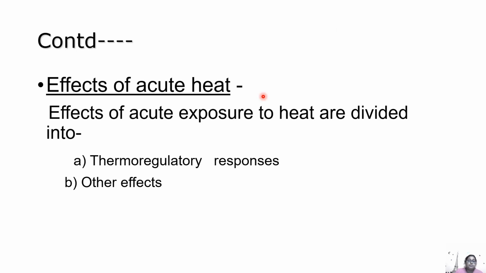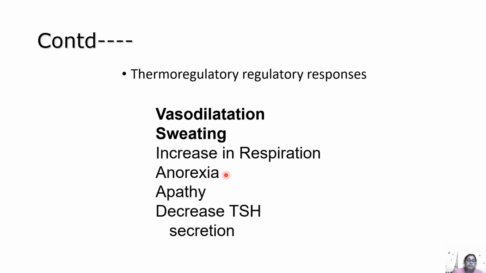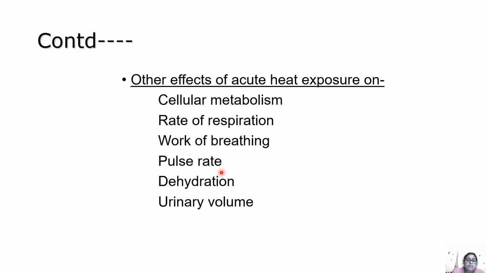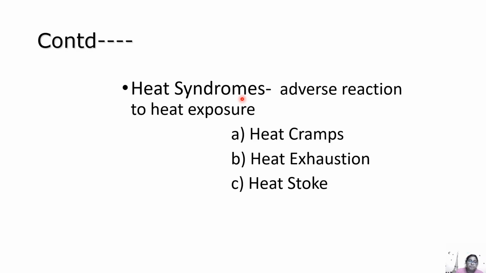Okay. So, the effects of acute heat can be divided into thermoregulatory responses and other effects. We have also talked about vasodilation, sweating, decreased TSH secretion. Other effects of acute heat can be cellular metabolism, rate of respiration, work of breathing, pulse rate, even urinary volume, dehydration. All of these are effects of acute heat exposure.